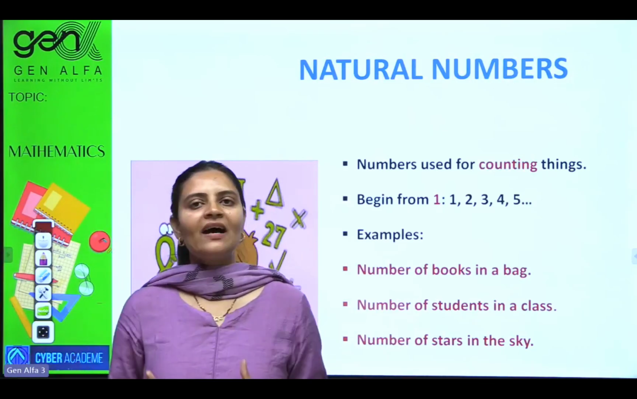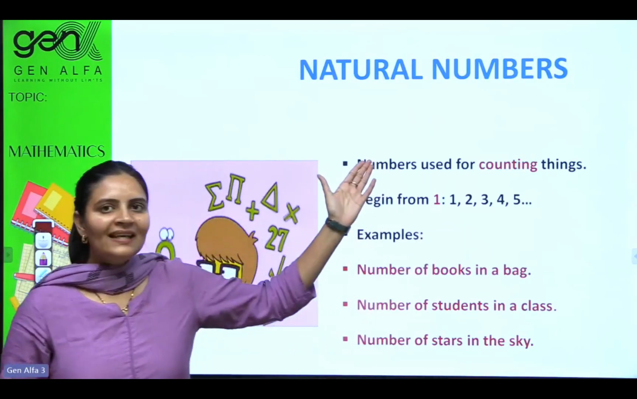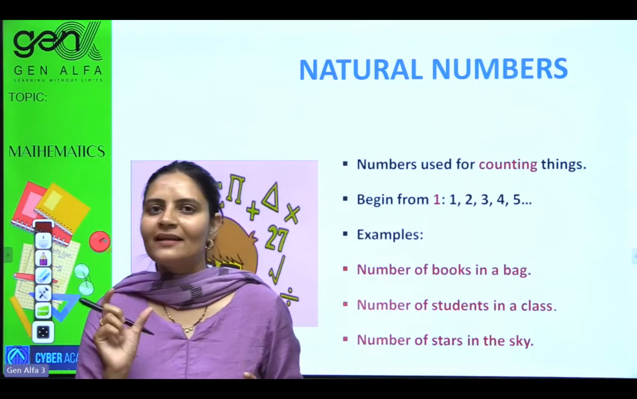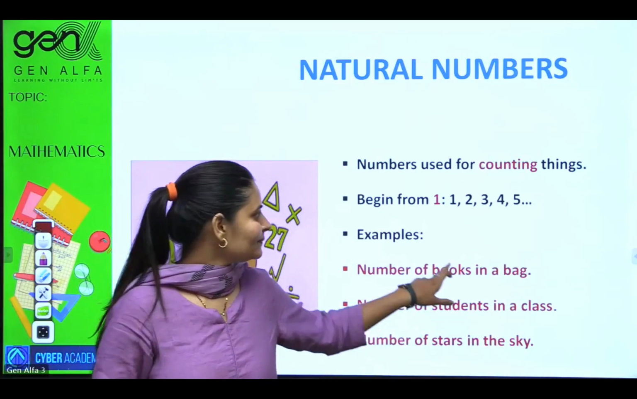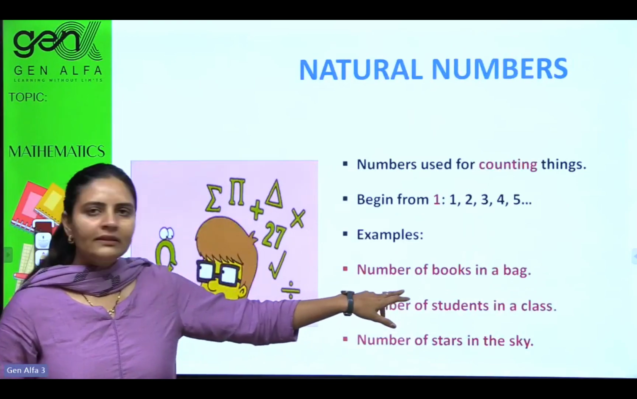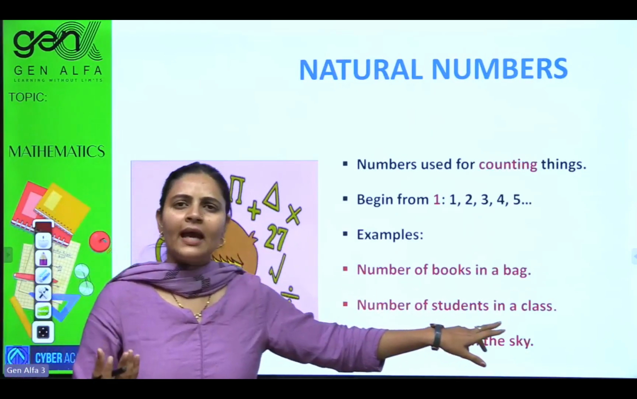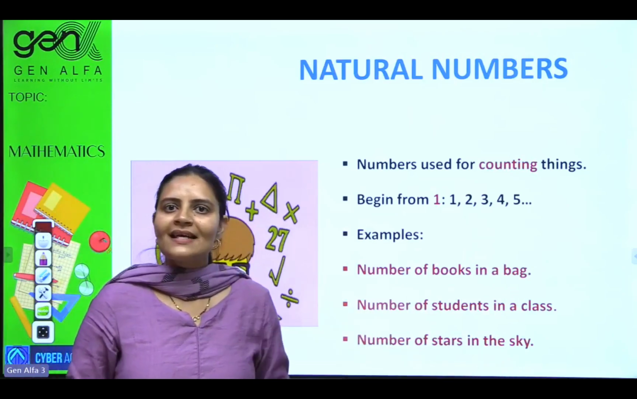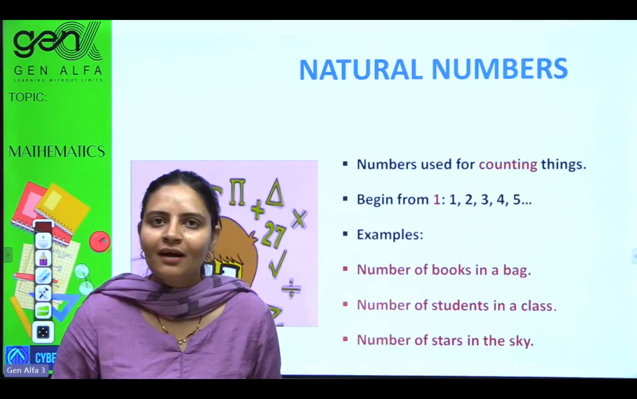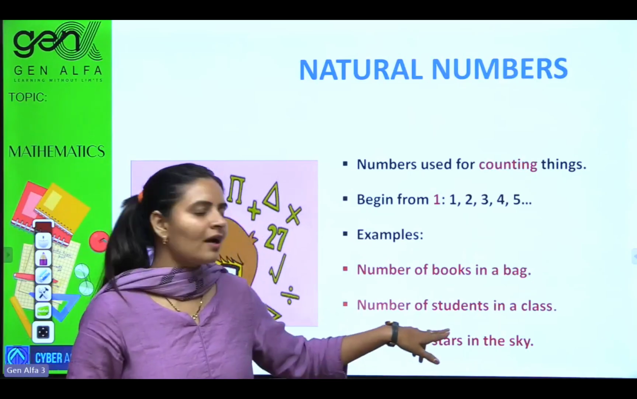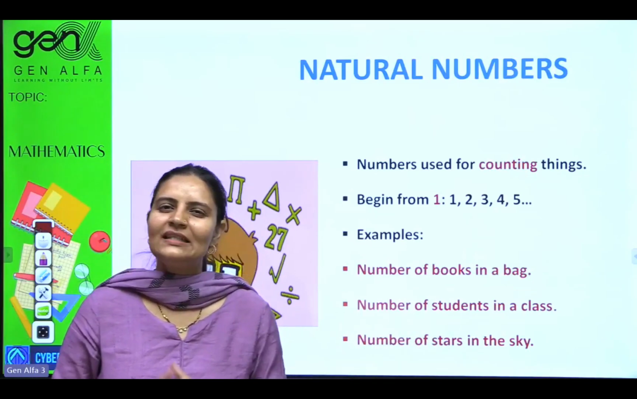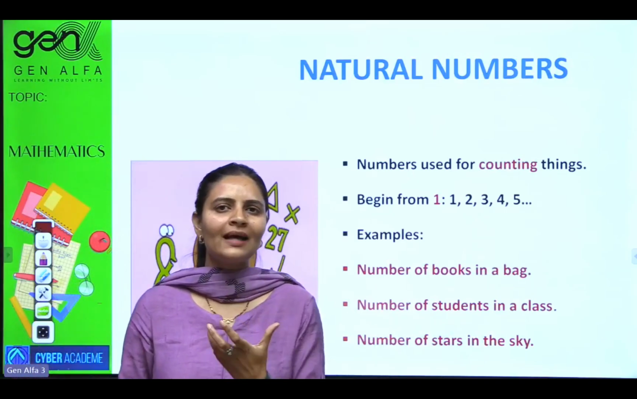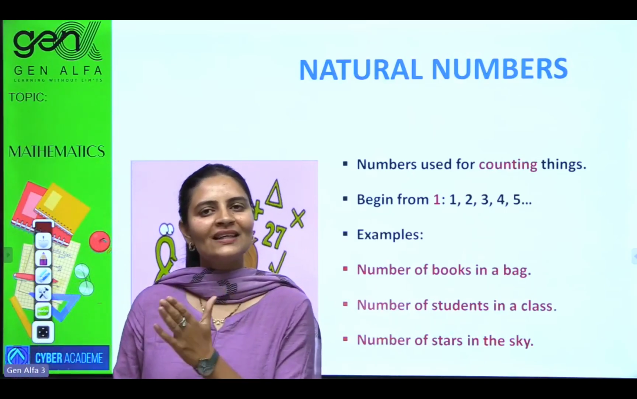That's why these are known as natural numbers. It will help you remember: natural way means natural numbers. Examples are the number of books in a bag, you can take as many examples as you want, the number of students in a class, maybe 40, maybe 30, the number of stars in the sky. These are all examples of natural numbers. How are you going to count them? 1, 2, 3, and keep on going.